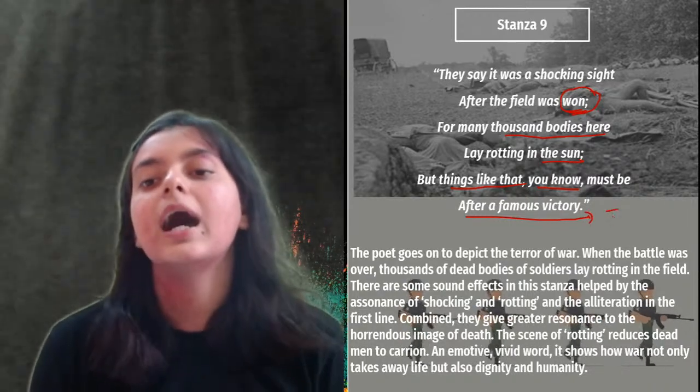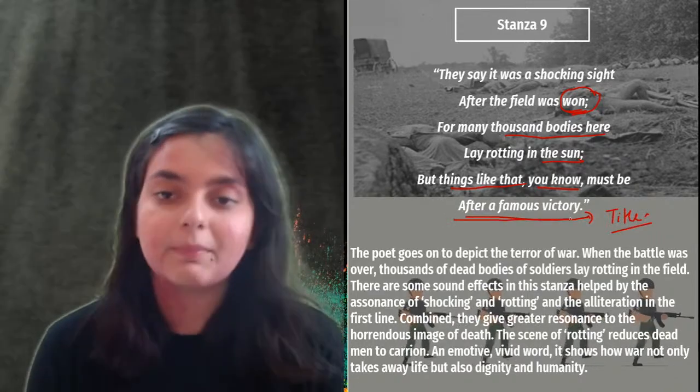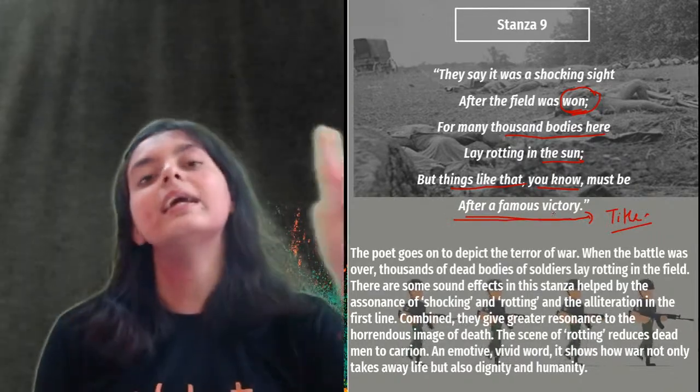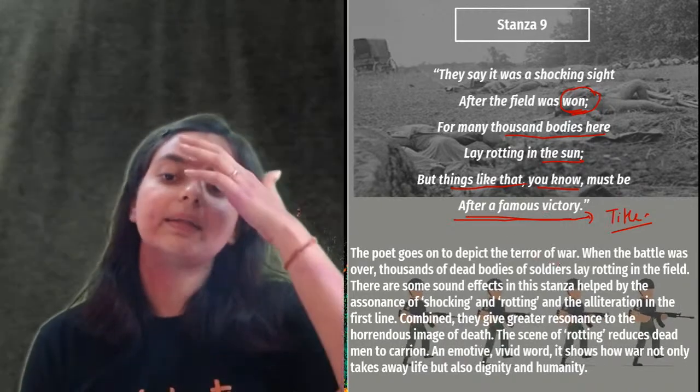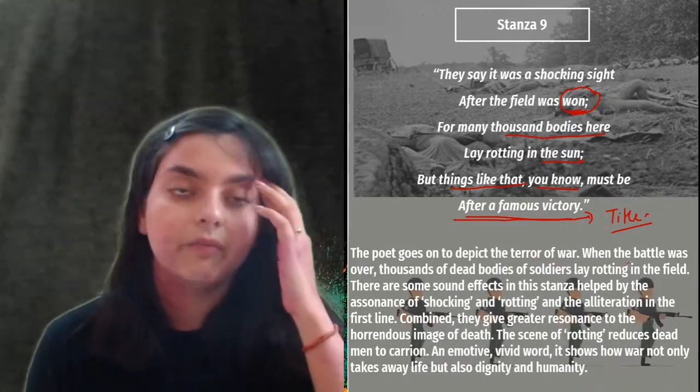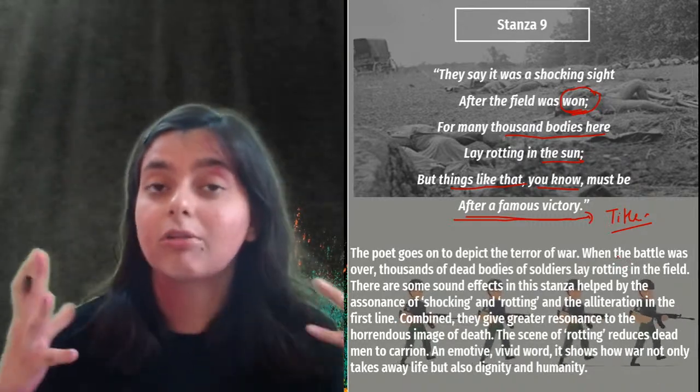This leads to the title of the poem, which is After Blenheim. So, after a famous victory, which victory? Victory in the Battle of Blenheim, right? So, the poet goes on to depict the terror of war, and when the battle was won, thousands of dead bodies were lying, rotting in the sun.